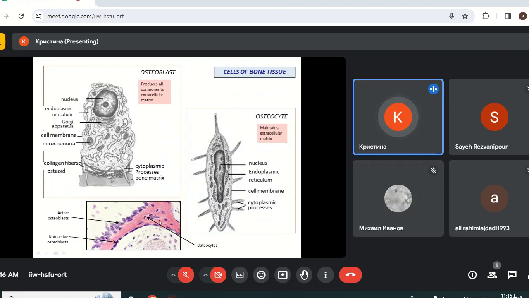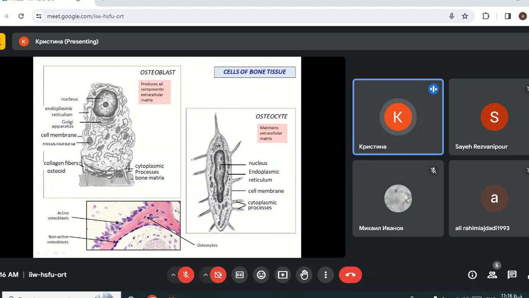So this bone is covered from all the sides with osteoblasts. Some are active and some are non-active osteoblasts. Those which are non-active look like flattened cells lying upon the surface of the bone. They do not produce components of extracellular matrix just now. They just cover the surface of the bone and they are ready to begin to produce the bone.